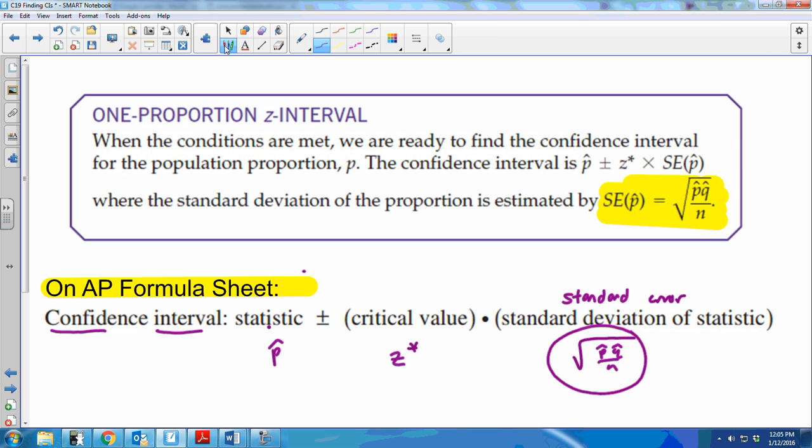In the formula, if it says to compute the margin of error, the margin of error is just all this part. It's the plus or minus whatever. That's the margin of error. So if it says compute the margin of error, it's not asking you to do a whole interval. It's just asking you to compute the plus or minus part. Does that make sense? You just do the critical value times the standard error. That's the definition of margin of error.